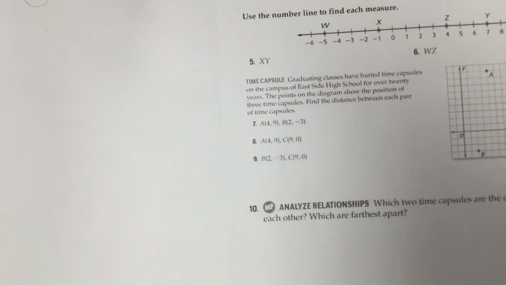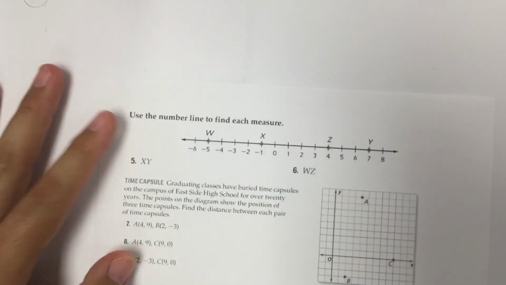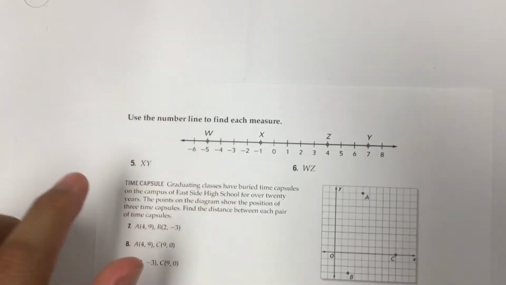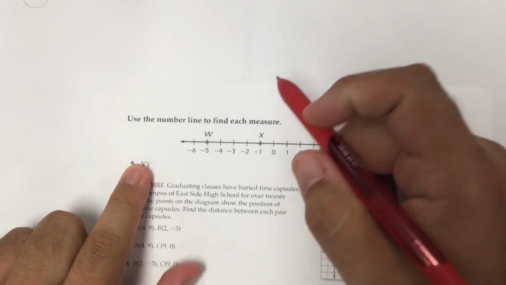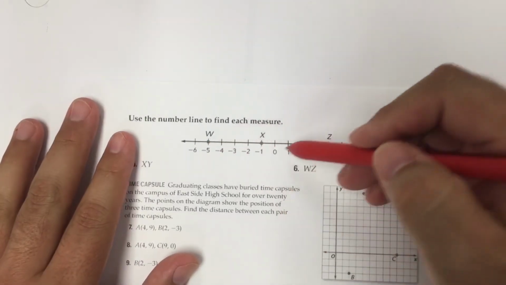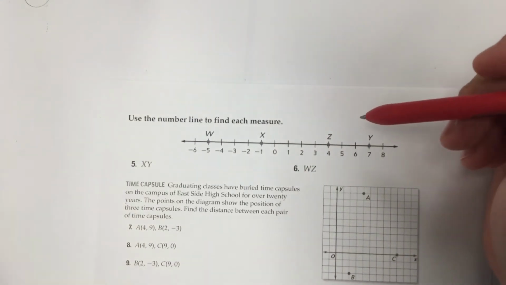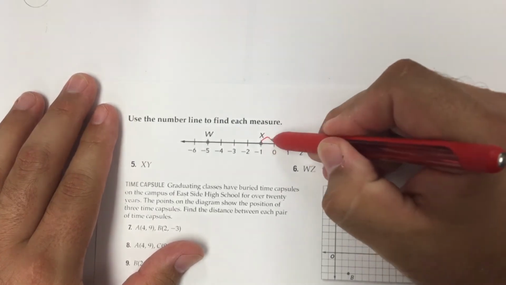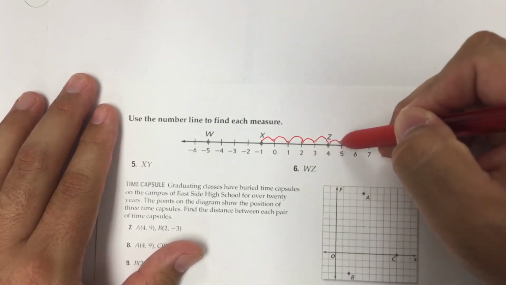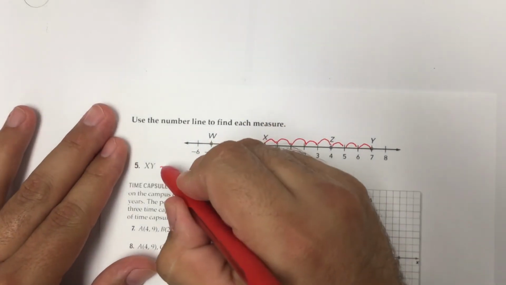All right. Here we're talking about the number line. Hopefully this will help you understand what we've been talking about, right? So it says use the number line to find each measure. So here I have x and y. Now notice when I find the measure of x and y, I'm not counting these numbers. I'm counting the number of units because measure is distance. Okay, so here is 1, 2, 3, 4, 5, 6, 7, 8. XY is 8 units.